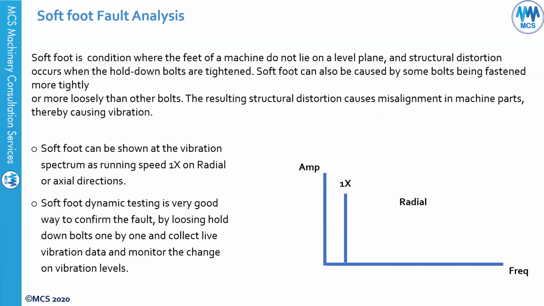Once you do this, you will notice some change in vibration in one of the motor feet. Based on that, you will see a drop in the vibration level, and this foot needs to be shimmed because it has soft foot. I have a good video on the MCS YouTube channel showing a live test for one of the motors. It's a motor coupled with a pump, and when we loosen one of the hold-down bolts, vibration dropped from 12 to 1.9. We're just loosening one bolt.